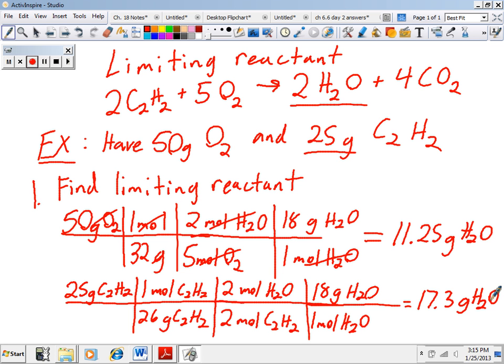Now, here's the trick to the method. If I've got 50 grams of O2, I could produce a maximum of 11.25 grams of H2O. If I start with 25 grams of C2H2, I can produce 17.3 grams of H2O. The limiting reactant is the one that will produce less. So our limiting reactant in this case is the O2 because it produces the least amount of the product. All right? So limiting reactant, O2. The excess reactant is the C2H2.